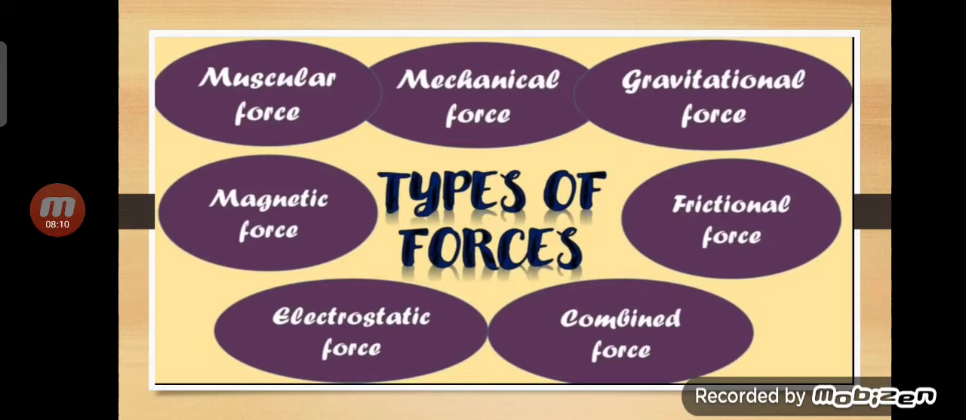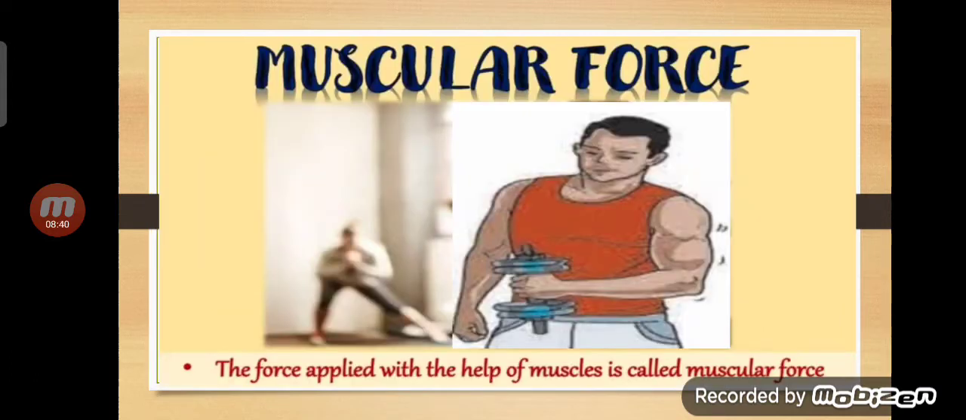There are many types of forces. Which are they, children? The first one is muscular force. Next is mechanical force. Next, gravitational force, magnetic force, frictional force, electrostatic force, and combined force. Let's study them one by one in detail, children. The first one is muscular force.